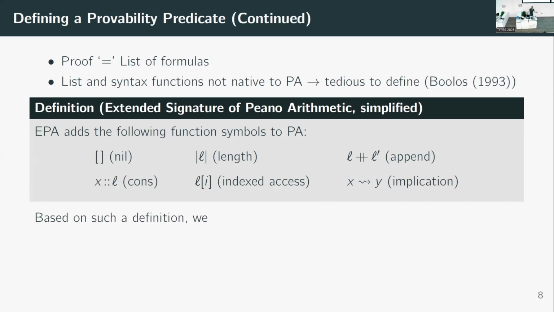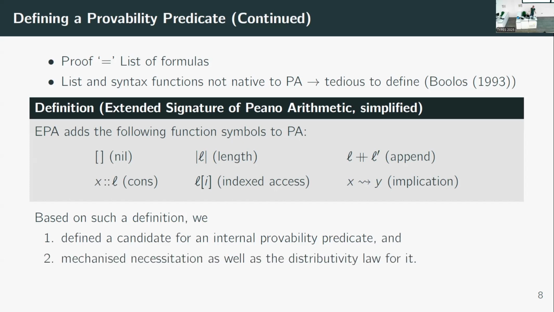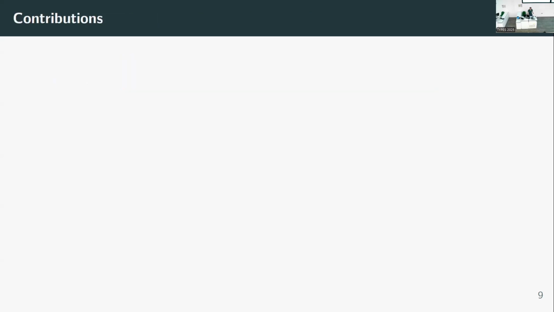And based on such a definition, we, in fact, defined a candidate for an internal provability predicate, so the ones that are strong enough for this, and we mechanized two of the three HBL conditions. And I'll talk about the last one later. But let's first highlight what we've done as part of our work.